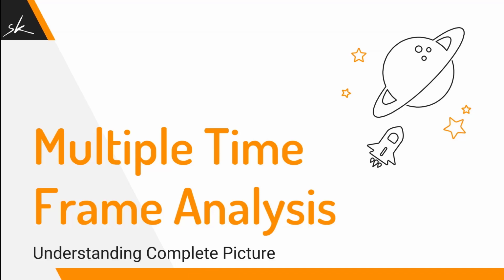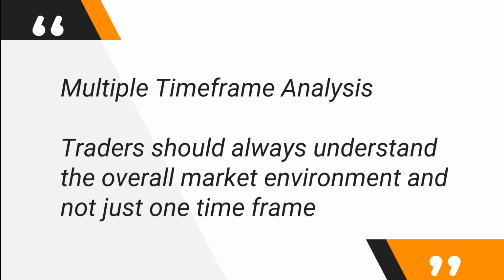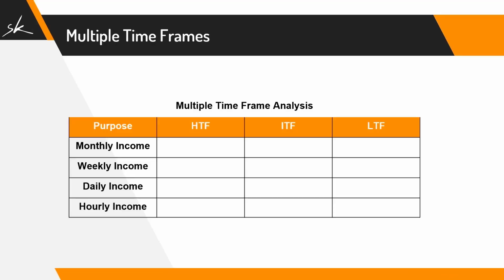Multiple time frame analysis. Understanding the complete picture. Traders should always understand the overall market environment and not just one time frame. For monthly income trades, the higher time frame will be the monthly chart, the intermediate time frame will be the weekly chart, and the lower time frame will be the daily chart. For weekly income trades, the higher time frame will be the weekly chart, the intermediate time frame will be the daily chart, and the lower time frame will be the 60 minutes chart.